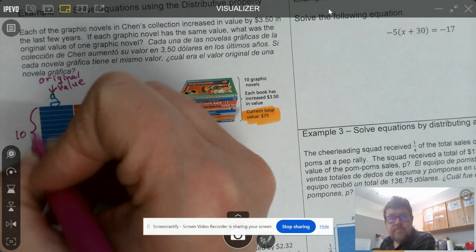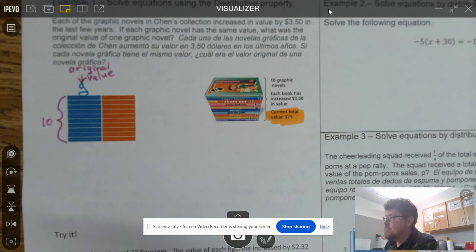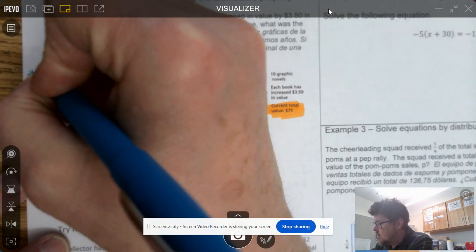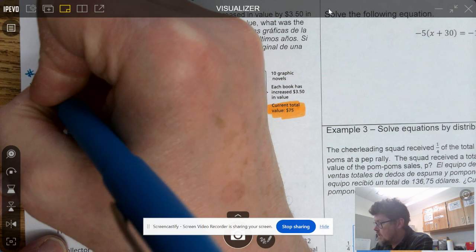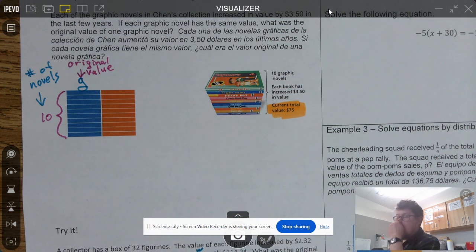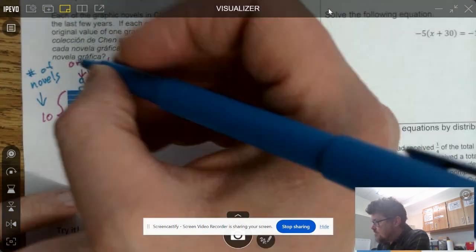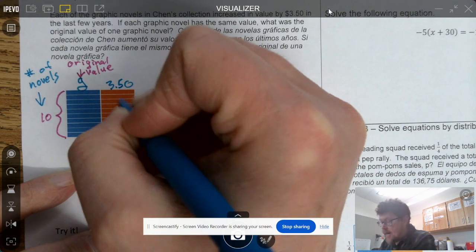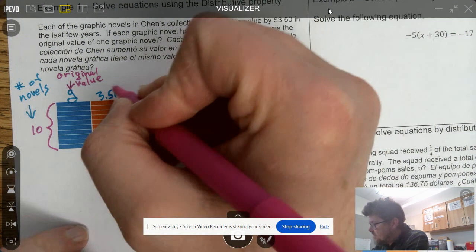If you don't know how to make that fancy thing, don't worry about it. You can just write 10 over here. This is the number of graphic novels. I'm just going to write novels because I'm running out of room here. Okay. And then this 350 right here, or this area right here, is the increase in value.